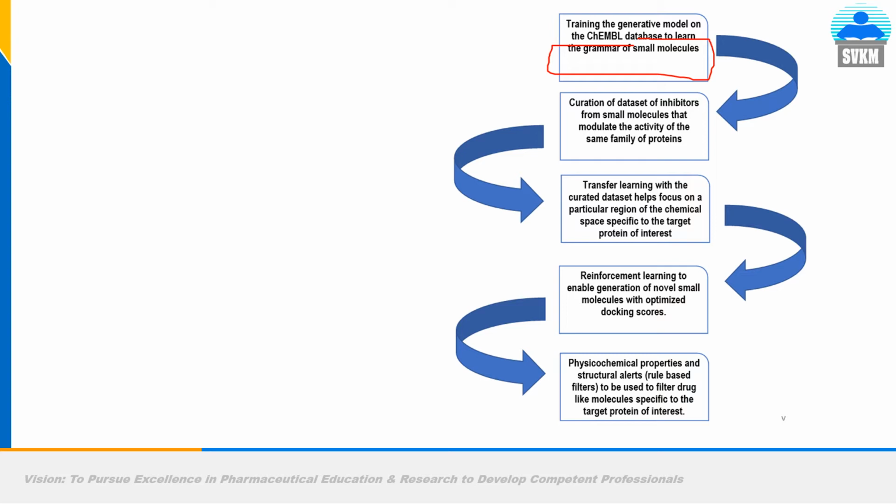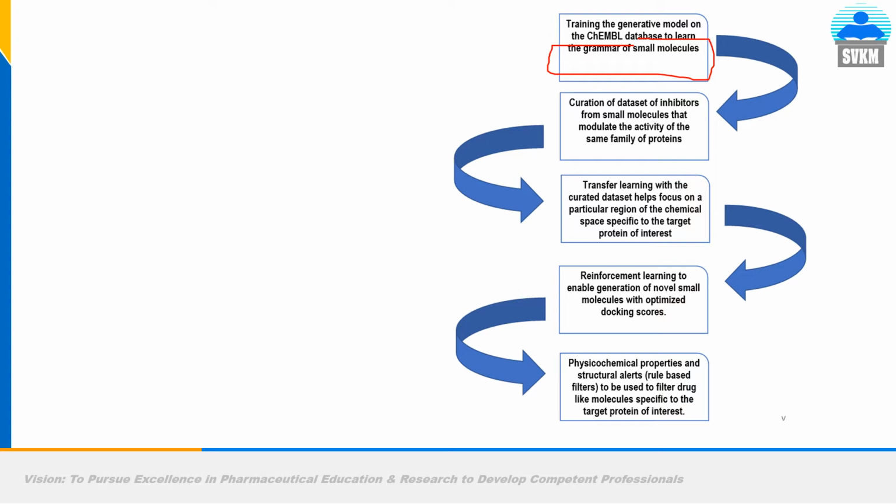Curation of a data set of inhibitors. For example, you are searching for a drug for lung cancer treatment, then you will search all those chemical compounds which are proven in vitro for inhibiting the receptors or genes or the proteins responsible for causing lung cancer. That is called inhibitors of small molecules, inhibitors of proteins.